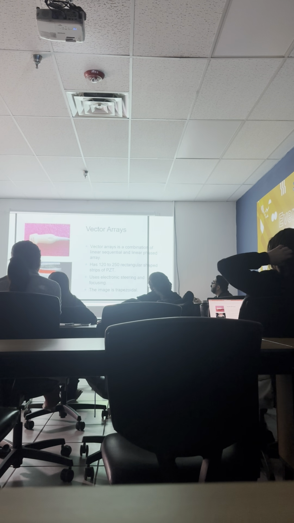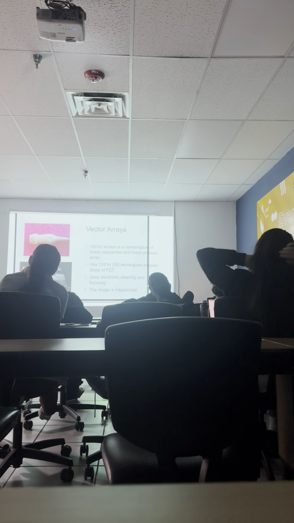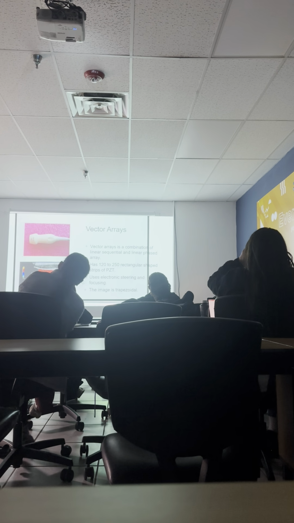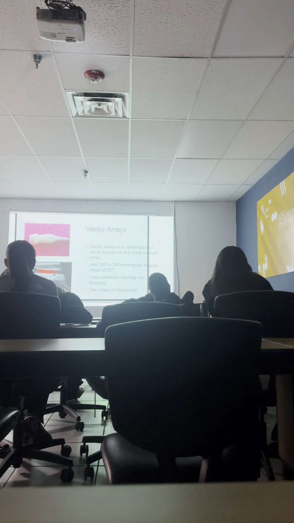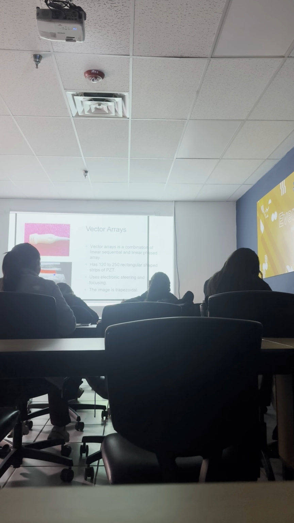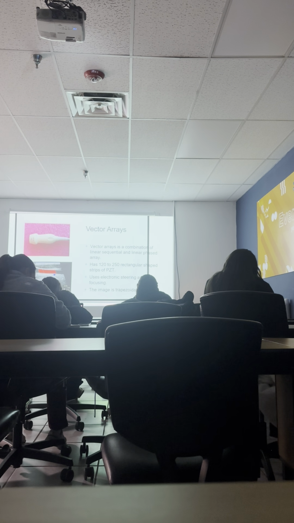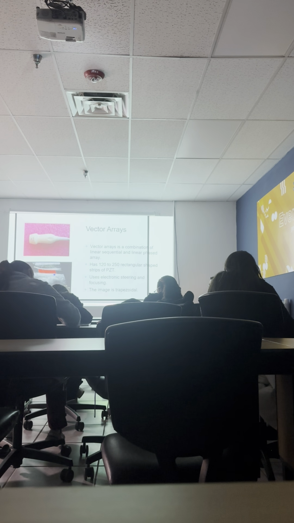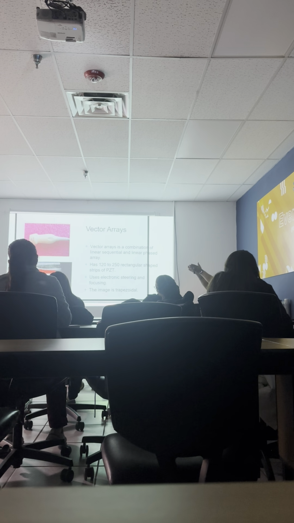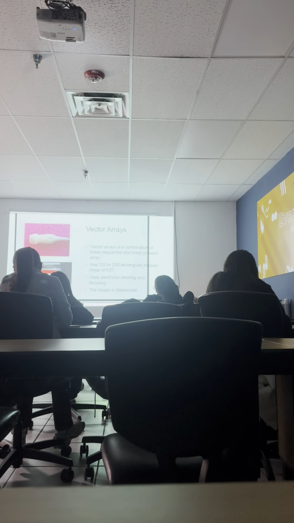So this uses electronic steering and focusing, which means what? That it is not steered or focused mechanically, okay? It is steered because the machine tells the crystals when to turn on and off. And the image is trapezoidal. So in the linear ones, it's just a square? Not a square, it's a rectangle. A square would be a perfect size, right? But it's short here and long there. So it's a rectangle.